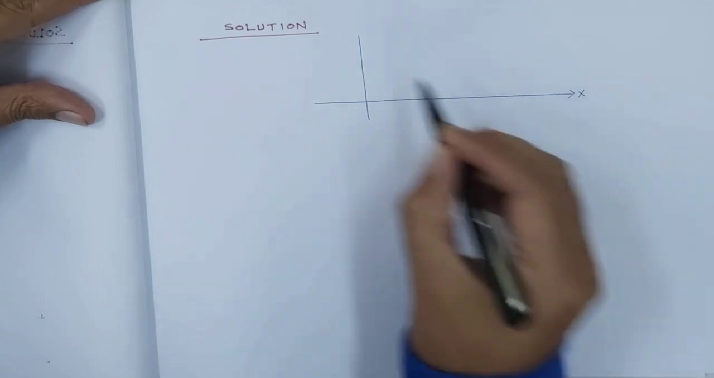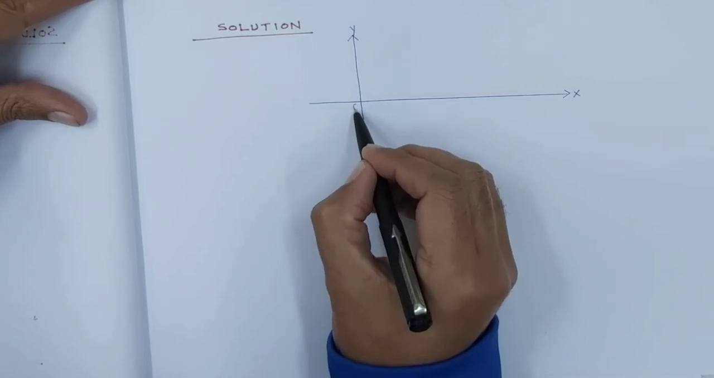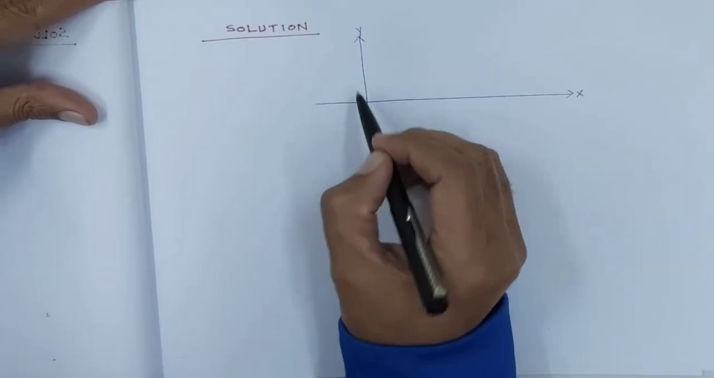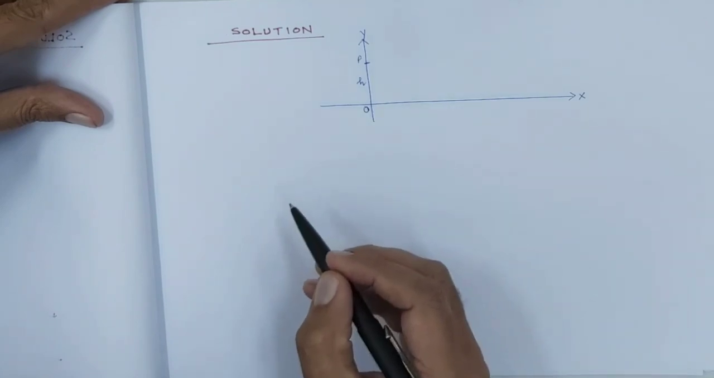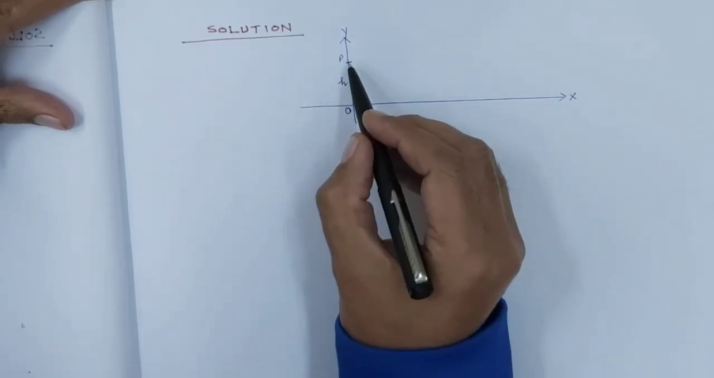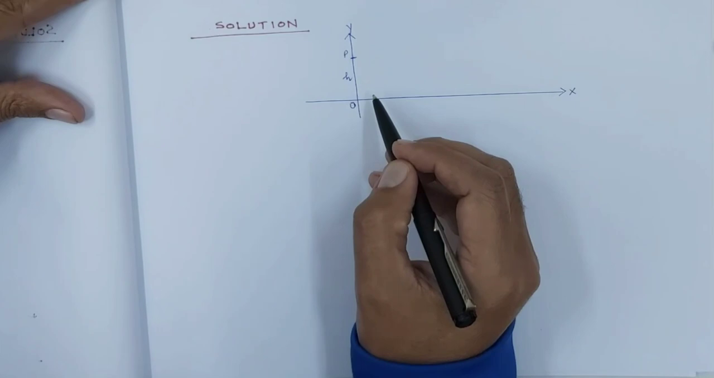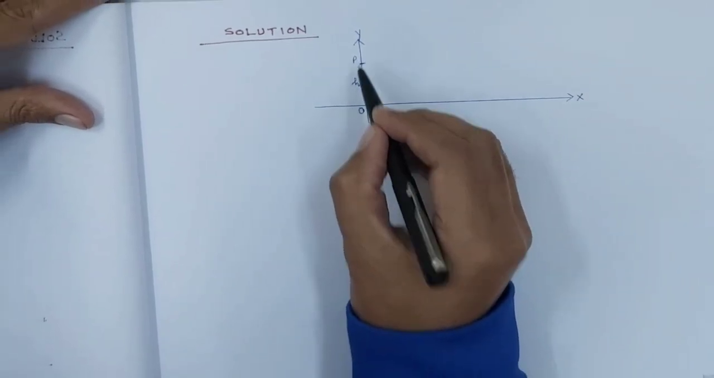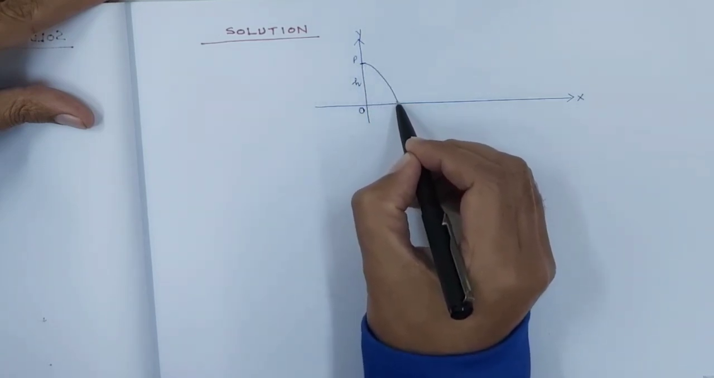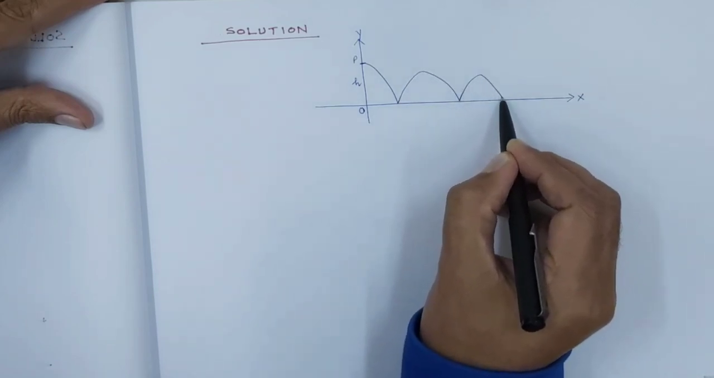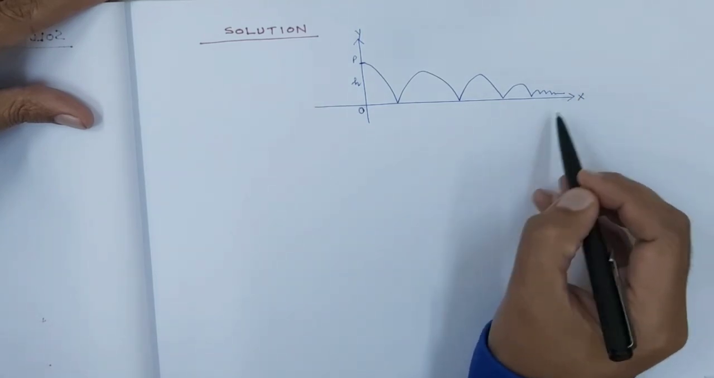Let x and y axes be perpendicular to each other. The point of contact is point O. Initially, at point P, the ball is at height h meter. Let us assume the ball rebounds with x percent of its previous heights. Hence, the ball traces a graph like that. The ball goes down, up, down, up, down, up, down, up to n number of bounces. It stops somewhere on the x-axis.